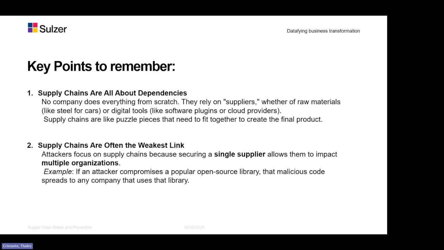So, key points to remember. Supply chain is all about dependence. It's all like a chain. Everything is linked, and when something is exploited or damaged, everything that depends on it will be affected too.